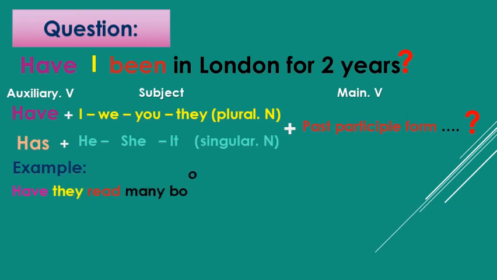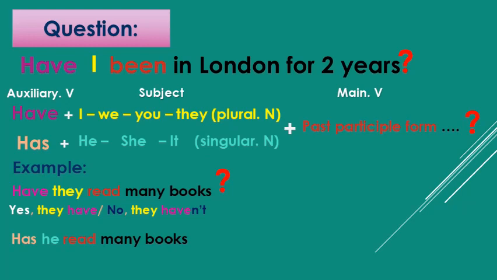So here we have an example. Have they read many books? And if we start the question with have or has, the answer is a yes or no question. إذا بدأنا السؤال بهاف أو has تكون الإجابة إما نعم أو لا. So here yes they have or no they haven't.